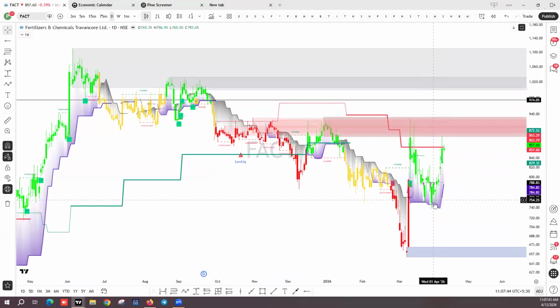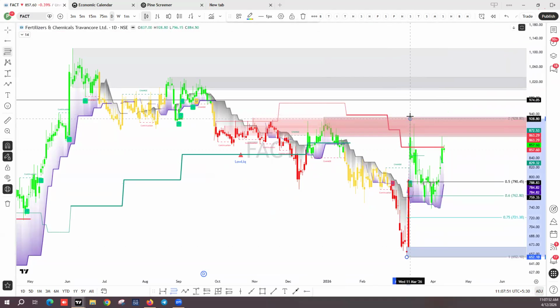Fact went up, came down, gave retracement. How much is the retracement? Must be 60%. Yeah, 60% once, twice. Then it is moving up.